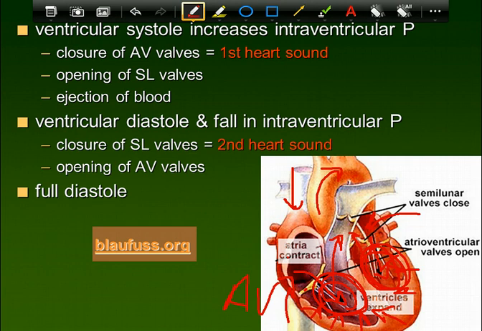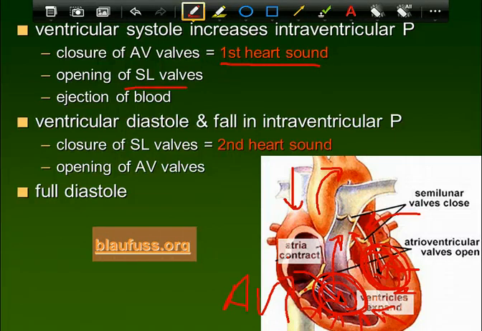Okay, so when those valves close, they make the first heart sound. It's not that they close like a door. It's the pressure of the blood pushing the flaps closed. Now at the same time, as the blood flows through the 2 major arteries, the semilunar valves open and the blood is ejected. That's called stroke volume.